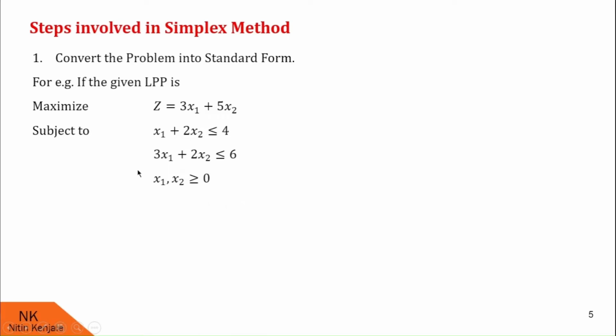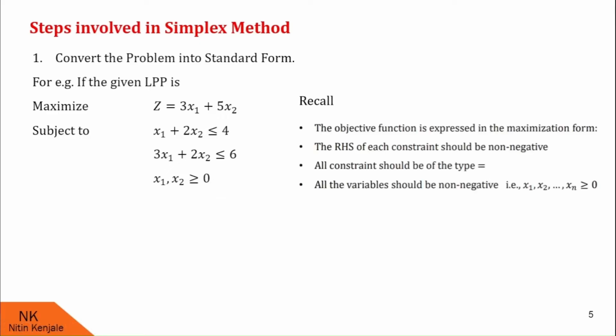Then we first convert this problem into standard form. For that, I would like to recall the characteristics of standard form. The first characteristic is that the objective function should be expressed in maximization form. In our case, this objective function is already in maximized form. The second characteristic says the RHS of each constraint should be non-negative. Here, there are two constraints. In both constraints, the RHS is non-negative.